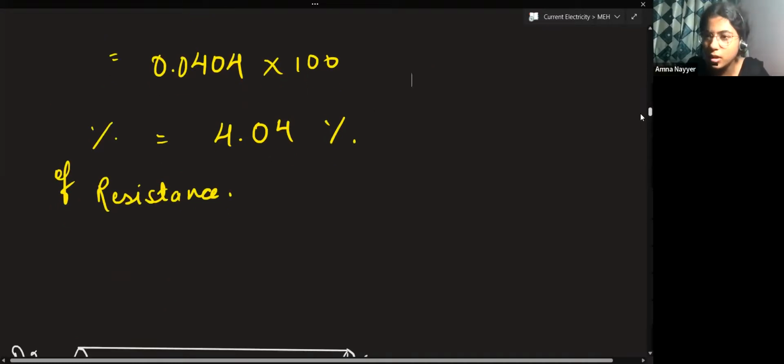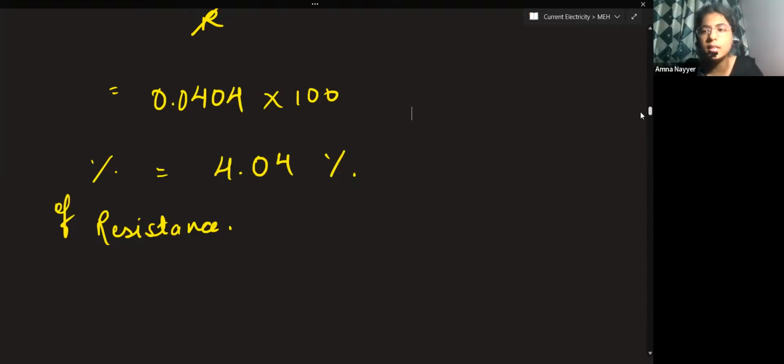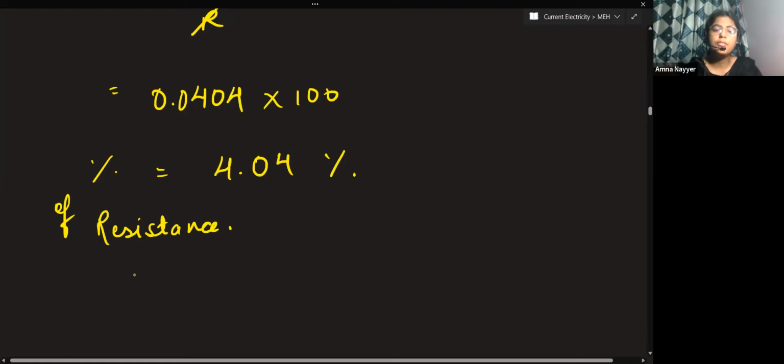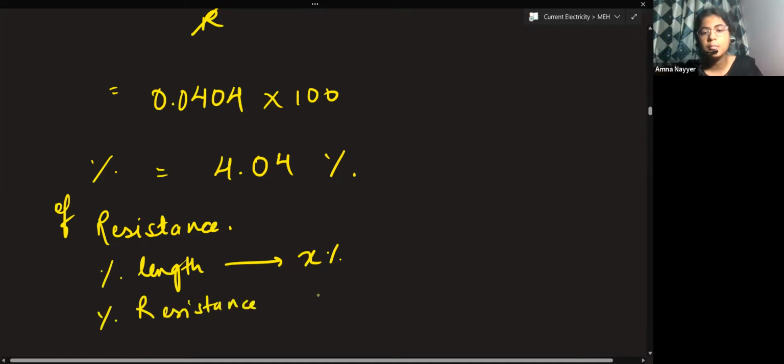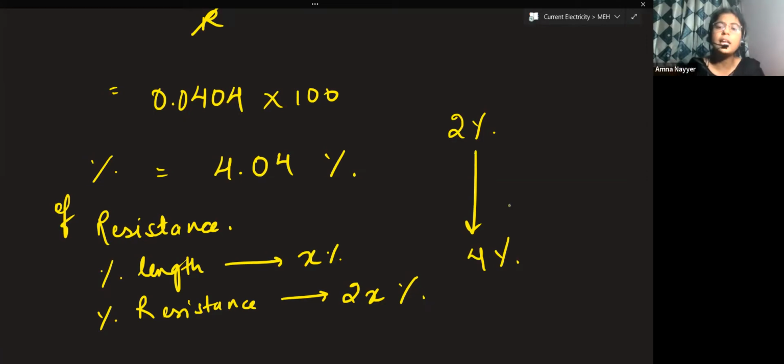This is a shortcut to just check whether your answer is going in the right direction or not. For example, had I initially used 1.004, my answer would have been 0.04. How would I check whether I was performing the calculations correctly? If X percent change has occurred in your length, then the percentage change in resistance becomes 2x. You can see if it was a 2% change, now it is coming around 4%. So even if you get answers like 6%, 8%, 20%, you can analyze with it.